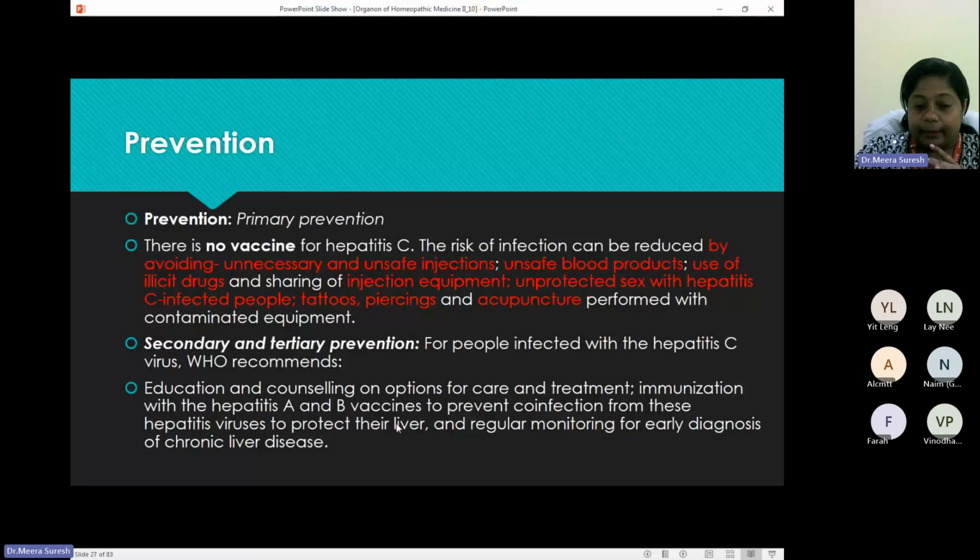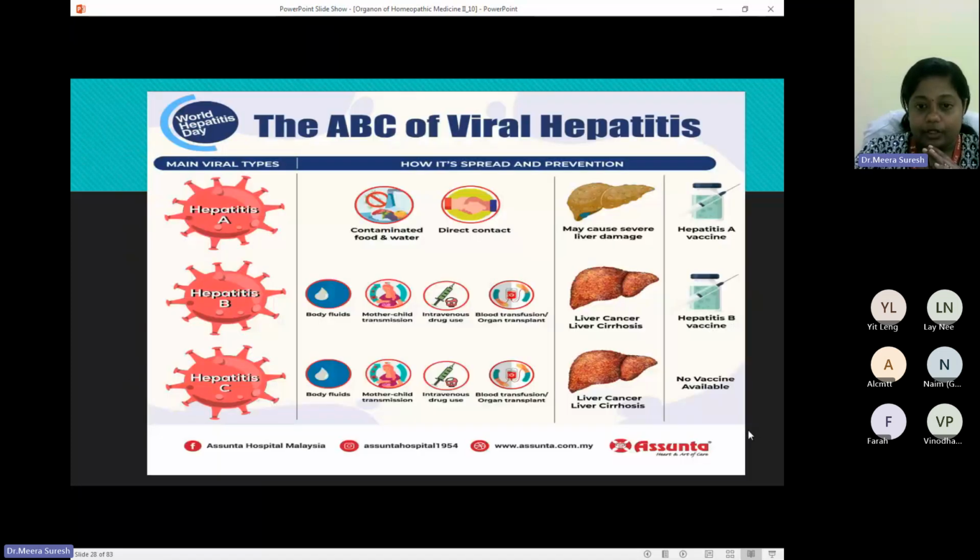Immunization with the hepatitis A and B vaccine to prevent co-infection from this hepatitis virus to protect the liver. That is also told. We can't protect from hepatitis C, but once you know that the person is having hepatitis C, ideally take the vaccine for hepatitis A and B also. Because in hepatitis C, anyway, there are more chances for the patient to go towards liver damage, the chronic complaints and all. So to decrease its effect, ideally go for hepatitis A and B also. And there should be regular monitoring for early diagnosis and management.